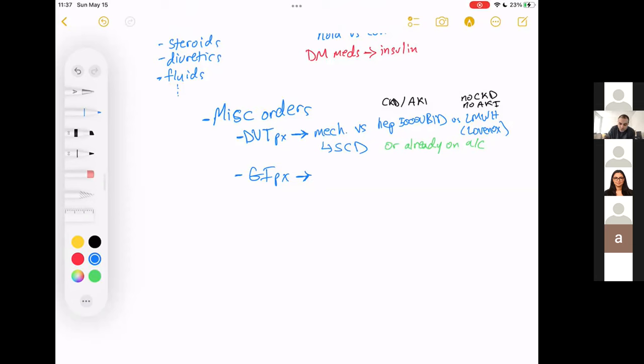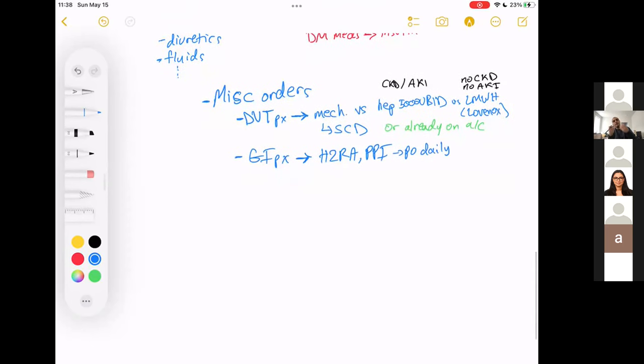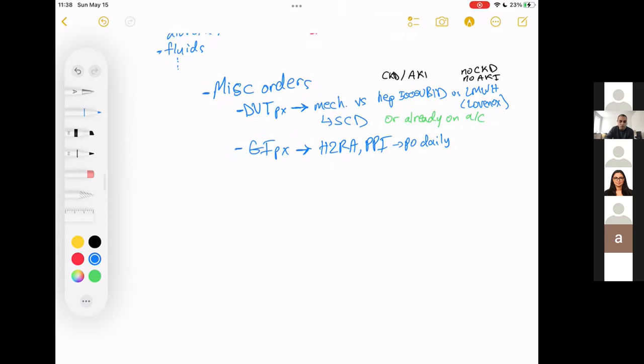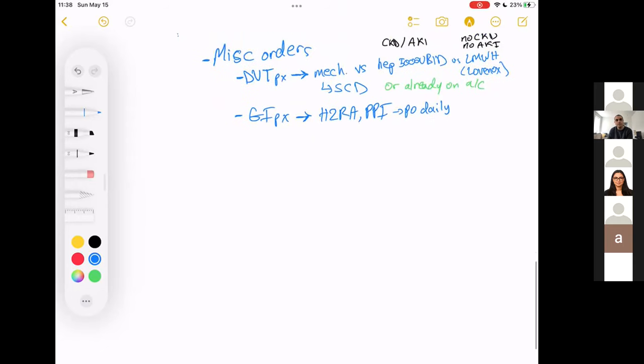But usually you start them on H2 blockers, or you start them on a PPI, usually PO daily, okay? And this will maybe prevent stress ulcers. But it's not a slam dunk, okay? Unless somebody is ventilated, on high-dose steroids, something like that, then you can start them on a PPI. But usually it's not really a thing, but you will see people asking you about it. Hey, the patient needs GI prophylaxis. Okay.